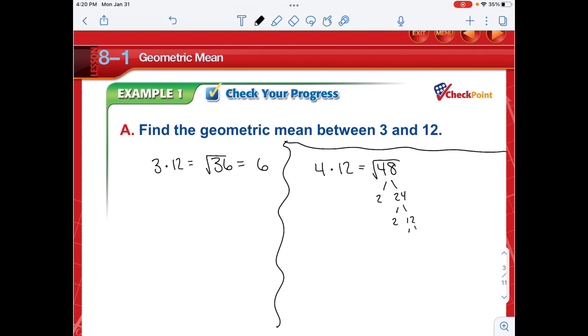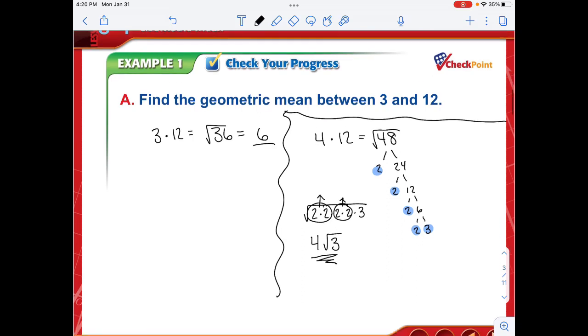And then figure out what the reduced form of this is. So it would be, in the end, after we group these, 4 root 3. Okay? So this would be the geometric mean after reducing of this problem. Some of them will be nice perfect squares, though. All right?